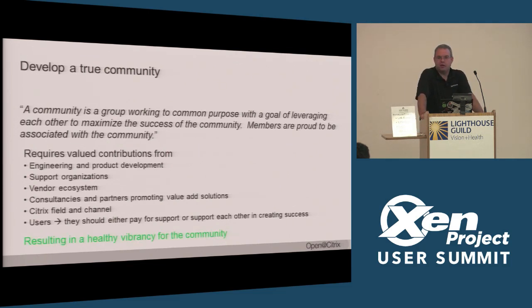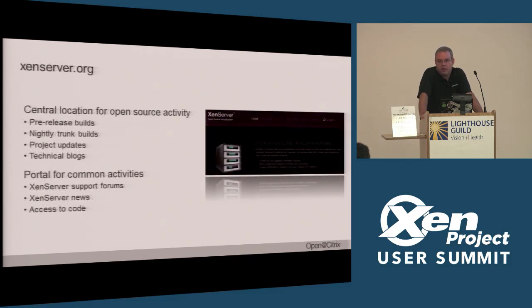And that's how I define the vibrancy of the community. That's what we have with XenServer.org. It's a central location for open source activity. You can get the pre-release builds, nightly snapshots, pre-release snapshots, project updates, and a pile of technical blogs. While I was sitting back there in the Xen Orchestra talk, I got a post that somebody is talking about how to dynamically manage disk space within the control domain. They've posted that as a blog. It just needs moderator approval. That's the kind of detailed information that we want to have up there.